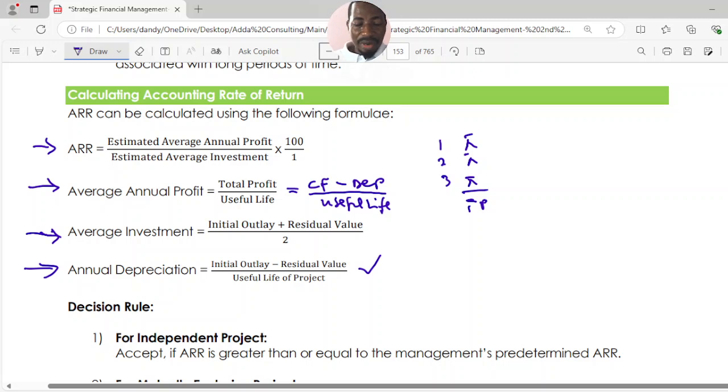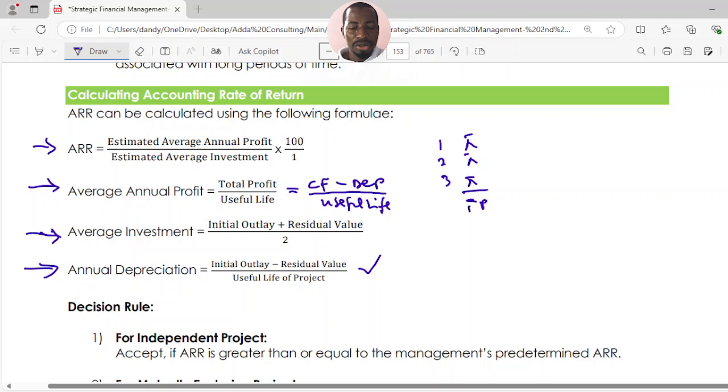Okay, average annual profit divided by average investment multiplied by 100%. It's a rate of return, so you have to multiply it by 100%. So that is how to calculate the accounting rate of return. What are the decision rules?